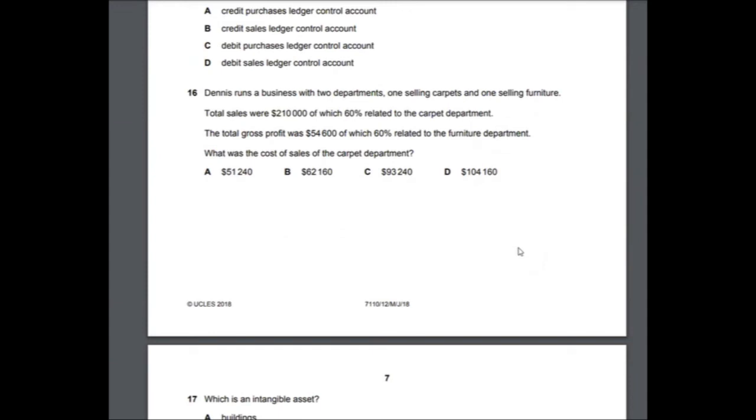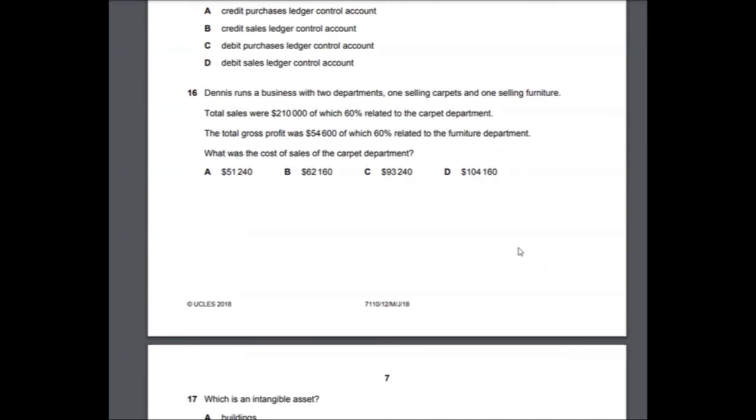60% are related to carpet department, and the total gross profit is 54,600. 60% of which is related to furniture department. So pay attention to words here. So $210,000, 60% is about carpet department, right? So $126,000 relates to carpet department. So sales for carpet department are $126,000, right? What is the gross profit for carpet department? That's 40% of 54,600 because 60% relates to furniture department, right?